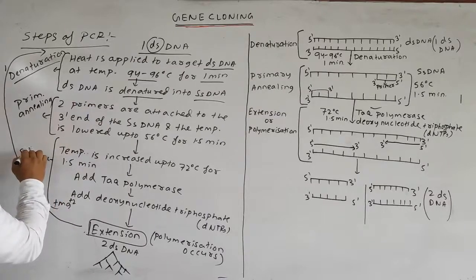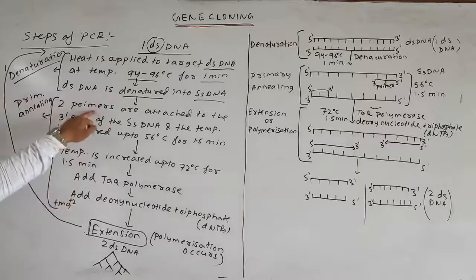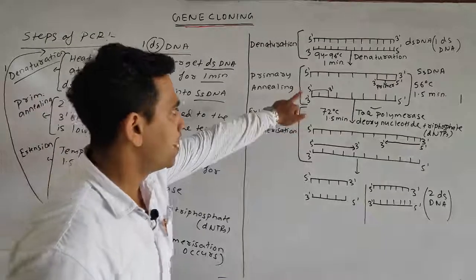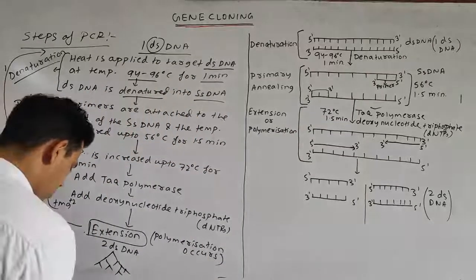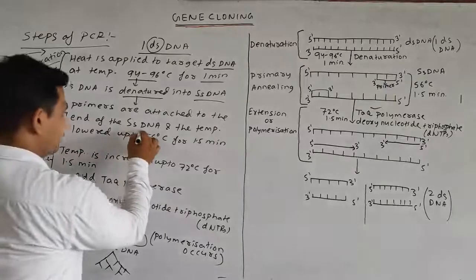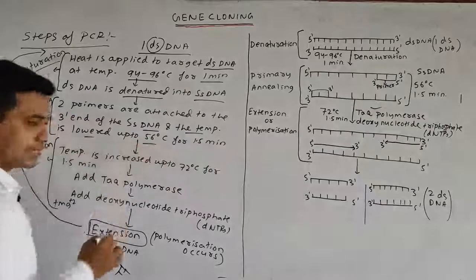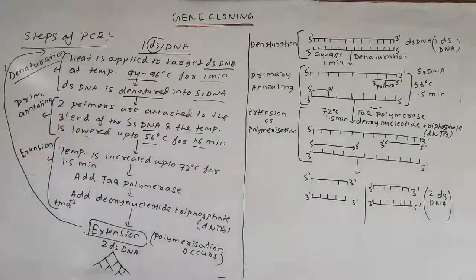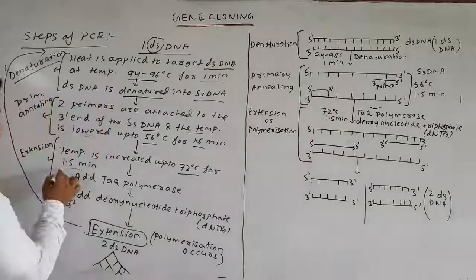Extension. So now what happens? Two primers are being attached to the 3' end of the single stranded DNA, and the temperature is being lowered up to 56 degrees centigrade for 1.5 minutes. So up to this is your primary annealing. Next is your extension. Now the temperature increases up to 72 degrees centigrade for 1.5 minutes.